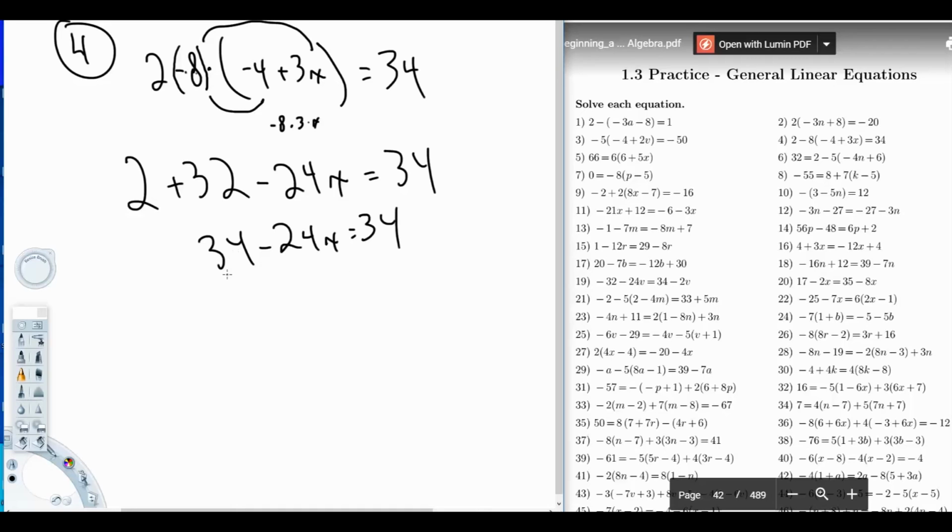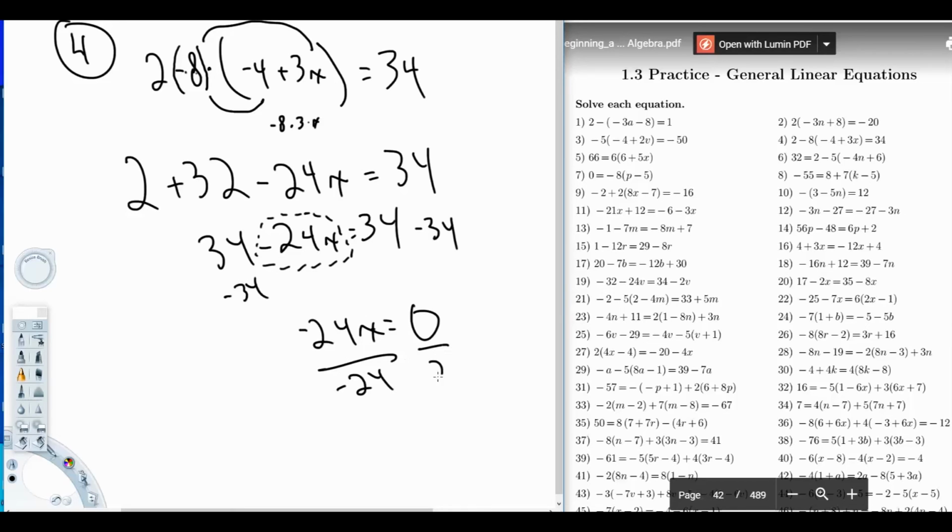If I want to get rid of the 34 on this side, so I'm left only with the x, I will subtract 34 from both sides, but I have a little thing here. Not a difficulty, but now we have minus 24x equals 34 minus 34 equals 0. And if I divide both sides by negative 24, I'm left with x equals 0 over minus 24. 0 over anything is 0. So that's a tricky one.